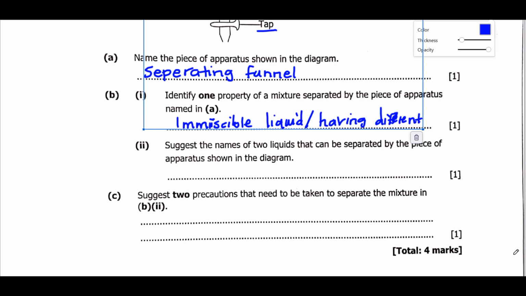Roman number 2 suggests the names of two liquids that can be separated by the piece of apparatus shown in the diagram. So I'm going to say water and oil, such as, let's say, cooking oil. So in terms of mixing, water is denser than oil, so therefore water will be on the bottom part while oil will float on water. Question C suggests two precautions that need to be taken to separate the mixture B2. So the first precaution is we need to be careful when opening and closing the tap.